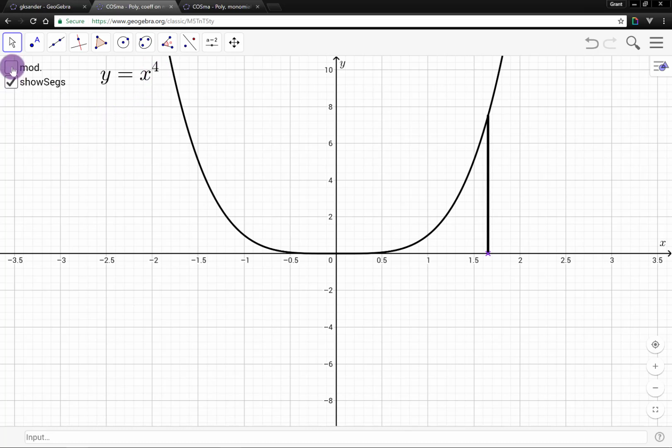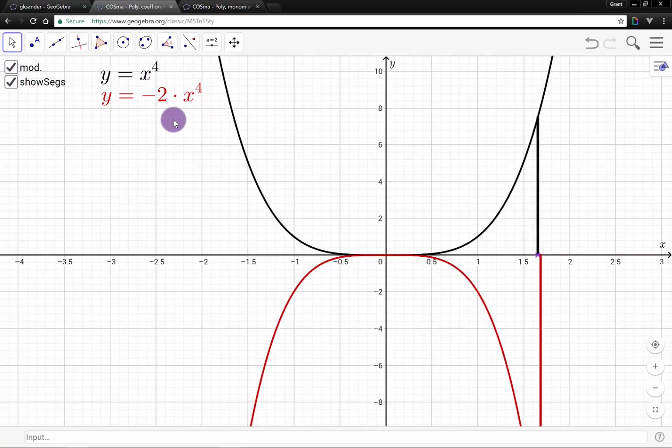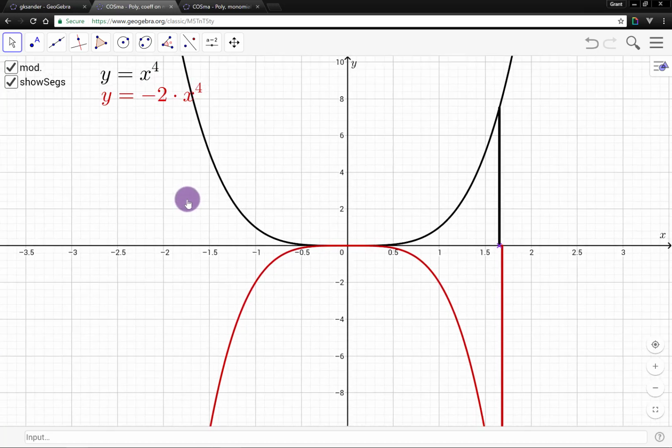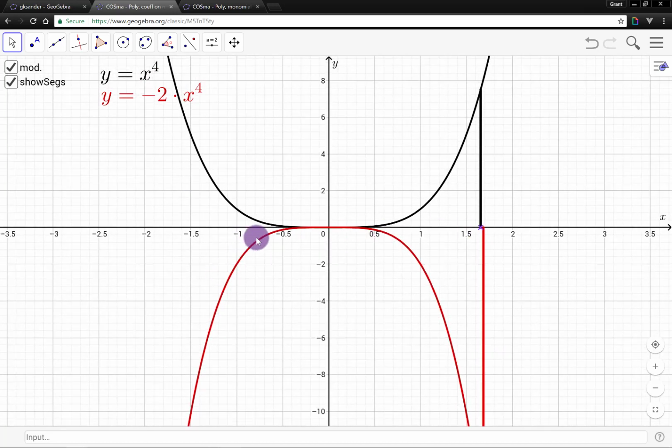Now if we look at the monomial expression negative 2 times x to the 4th, then since x to the 4th is always positive, negative 2 times x to the 4th should always be negative. We see that from this function graph here in red, plotting y equals negative 2x to the 4th. So any value of x to the 4th is positive, and so negative 2 times x to the 4th is actually negative.